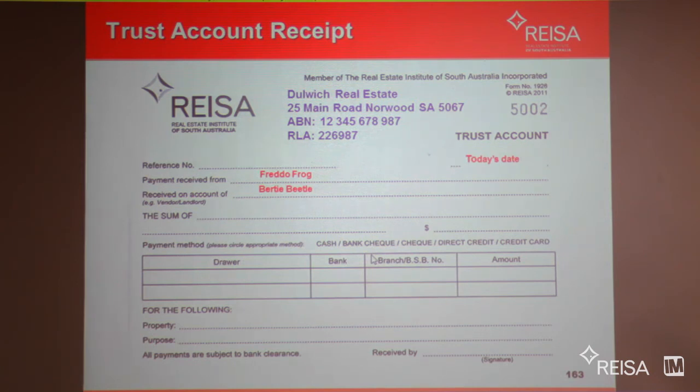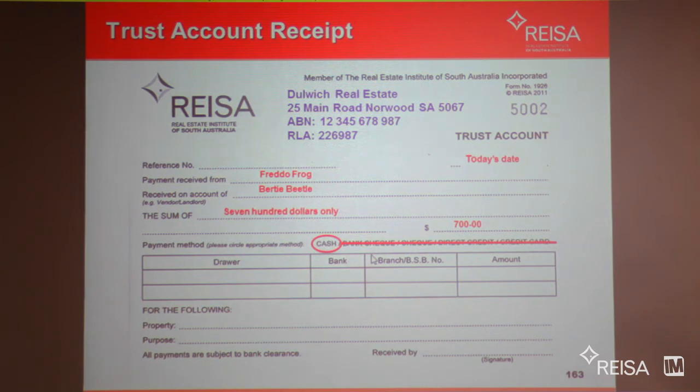How much was it? According to the instructions, it was $700 only. And so you write in that figure and then of course put it in numerals, the $700. Payment method, that's actually compulsory. So you have to choose which payment method. Here we have cash, so make sure that you circle cash.